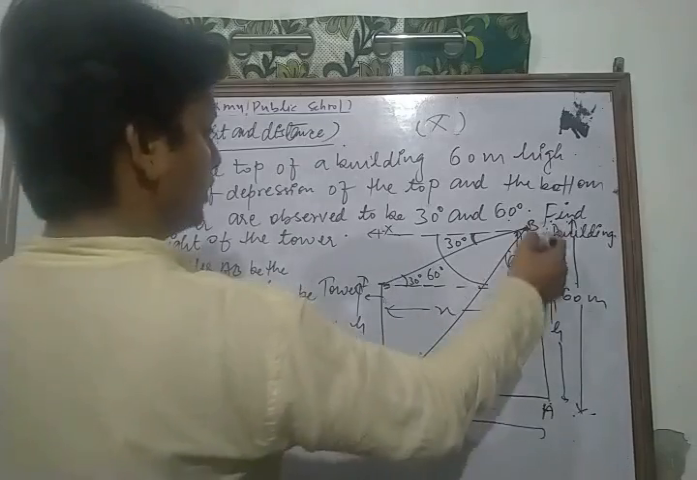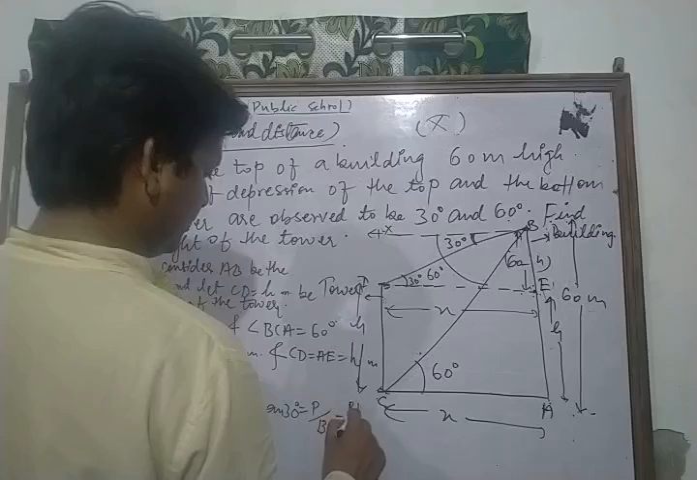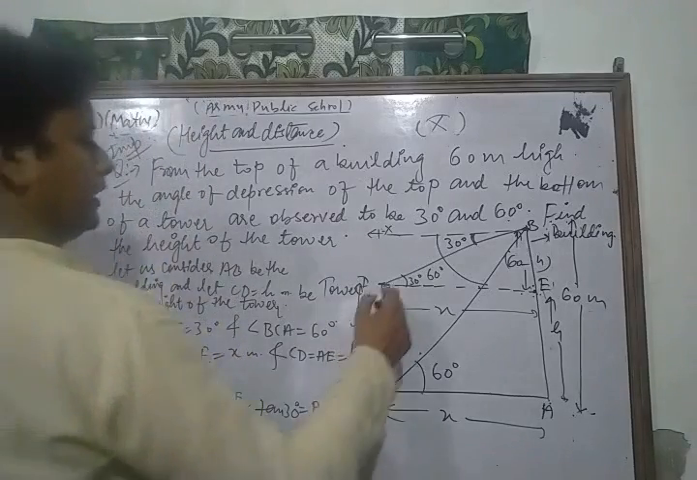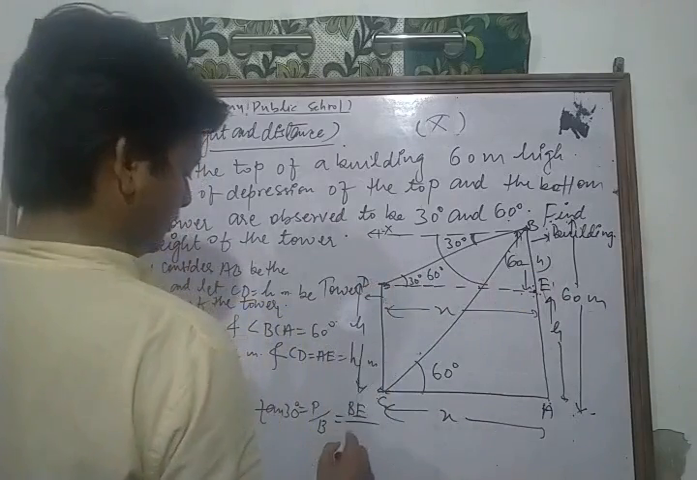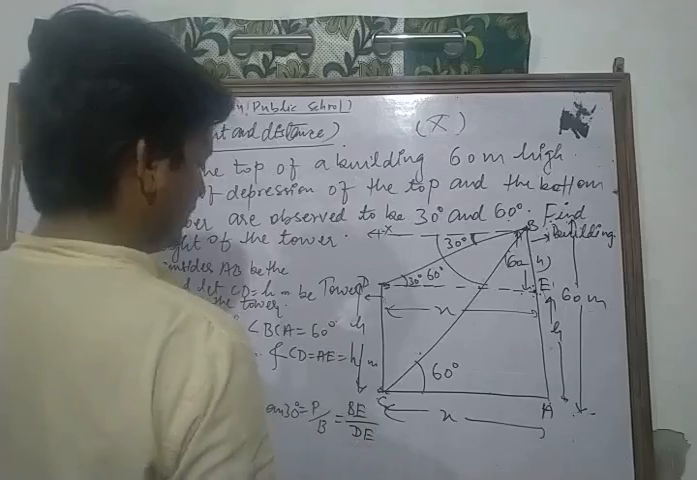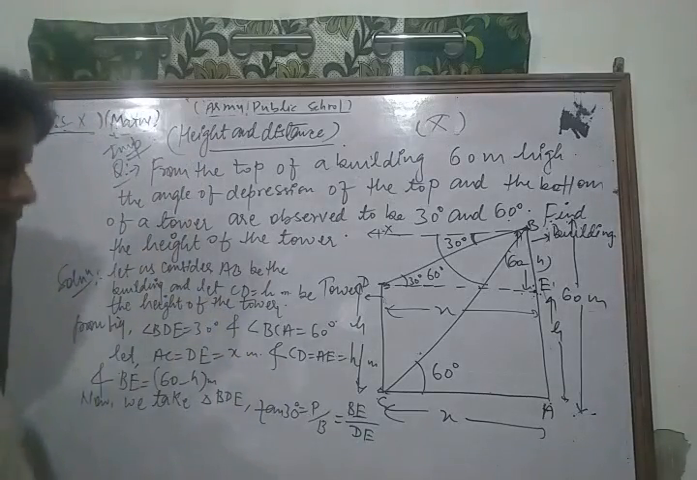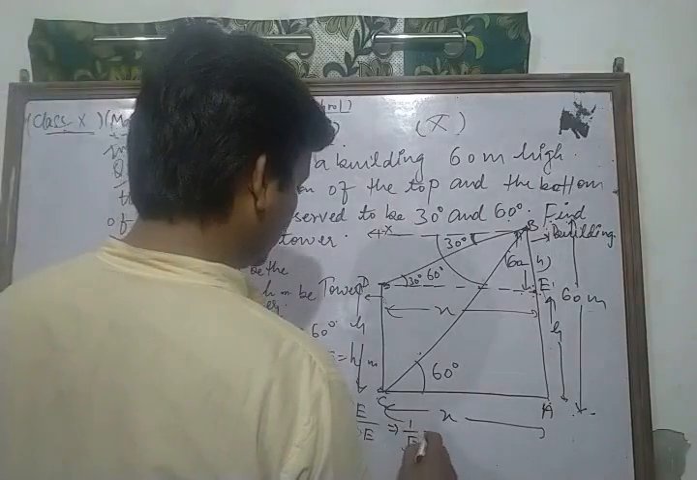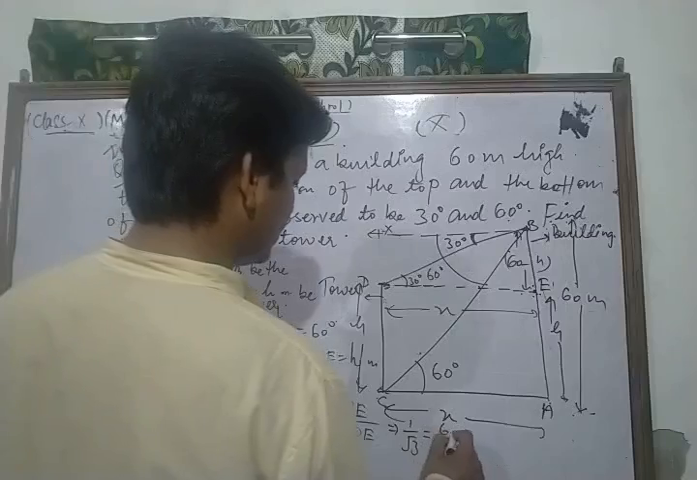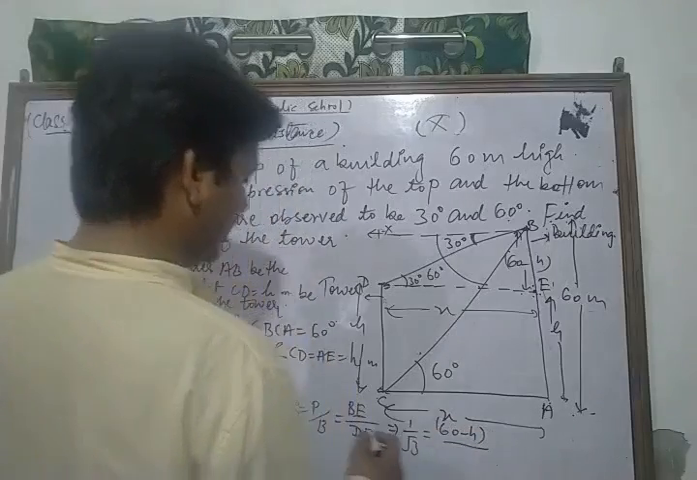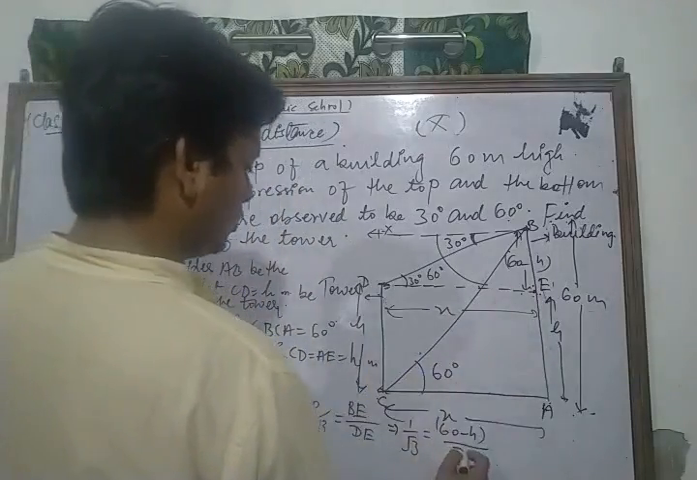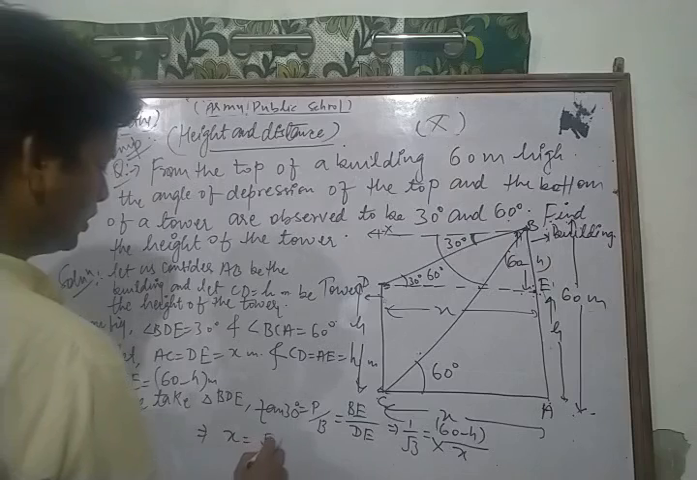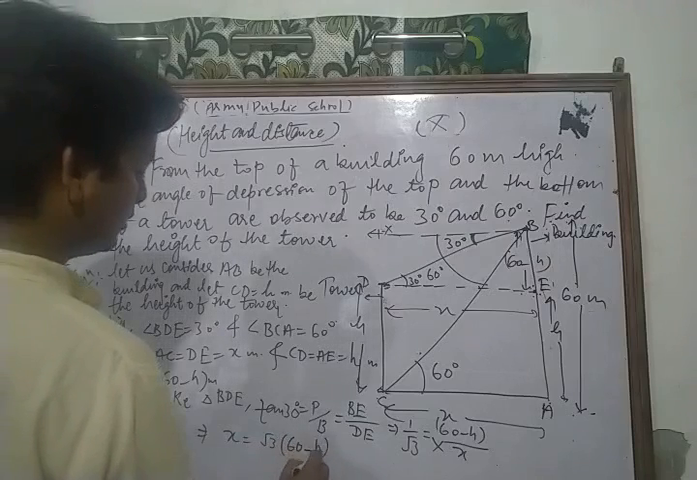So perpendicular is BE upon base, which was DE. Base was DE. Okay. Now tan 30 is 1 upon under root 3, which is equal to BE, which was 60 minus h, upon DE, which was x. So we do the cross multiplication. So x is equal to under root 3 in bracket 60 minus h.